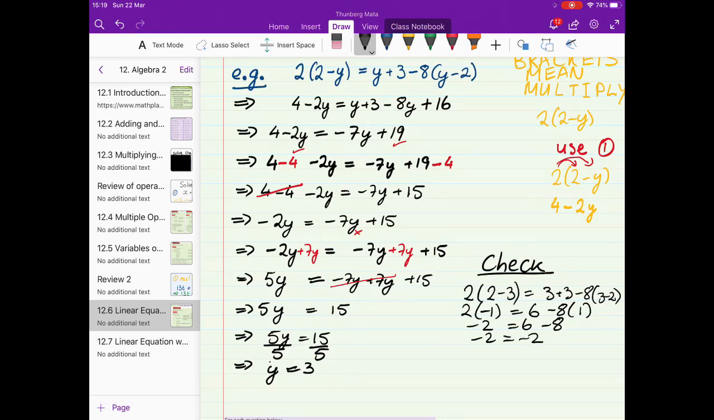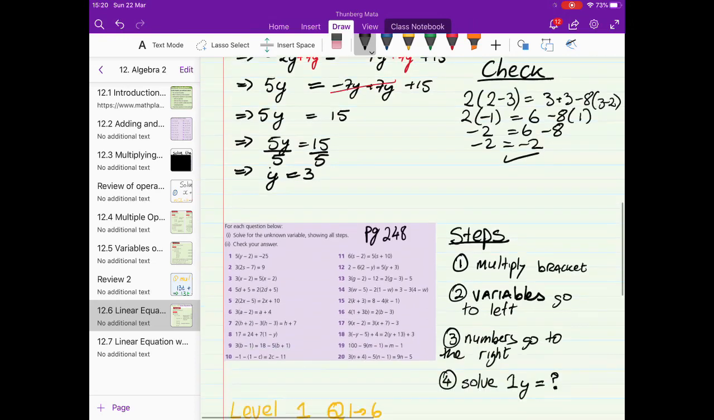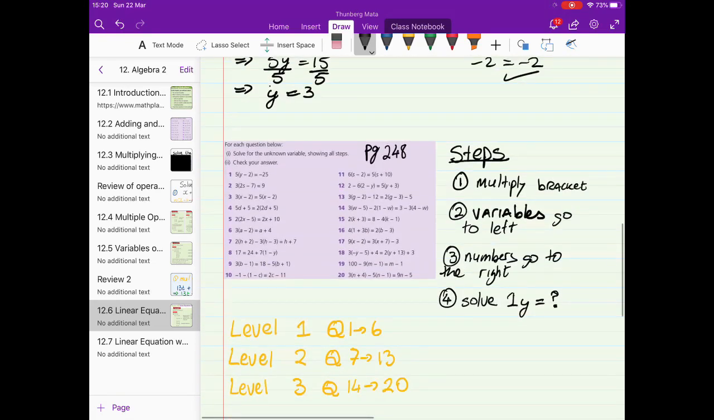Minus 2 is equal to 6 take away 8 is minus 2. Minus 2 is equal to minus 2. Therefore, that's correct. Now, these are the questions I want you to do.